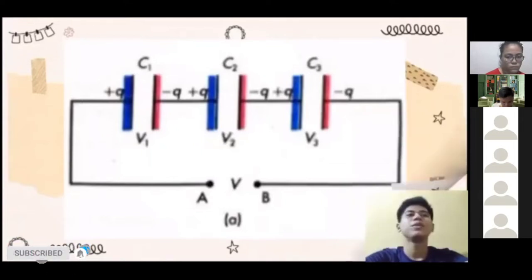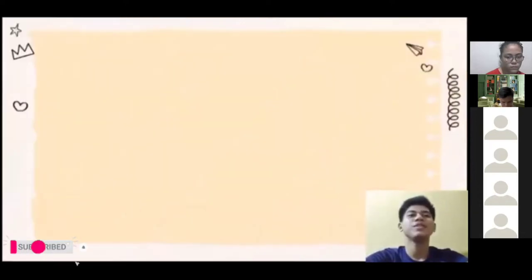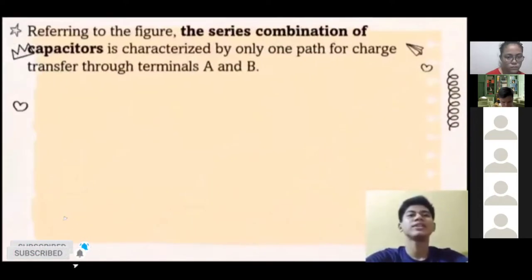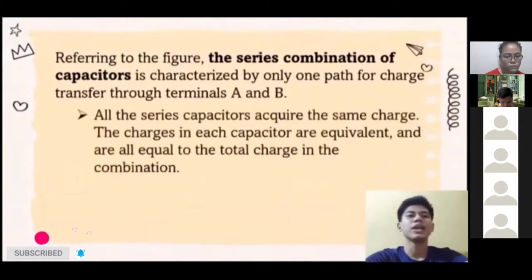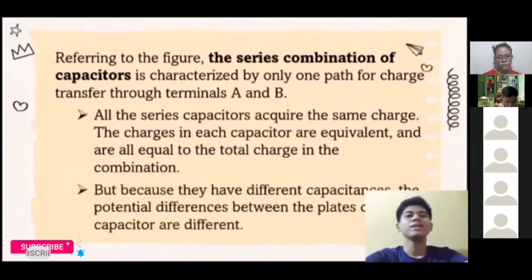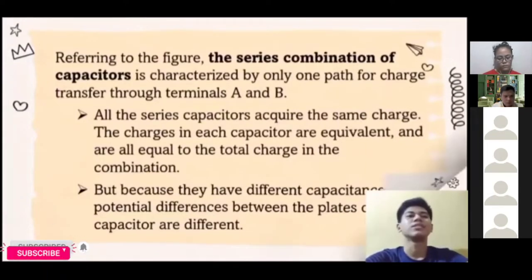So, referring to the figure, the series combination of capacitors is characterized by only one path for charge transfer through terminals A and B. All the series capacitors acquire the same charge. The charges in each capacitor are equivalent and are all equal to the total charge in the combination. But because they have different capacitances, the potential differences between the plates of the capacitor are different.